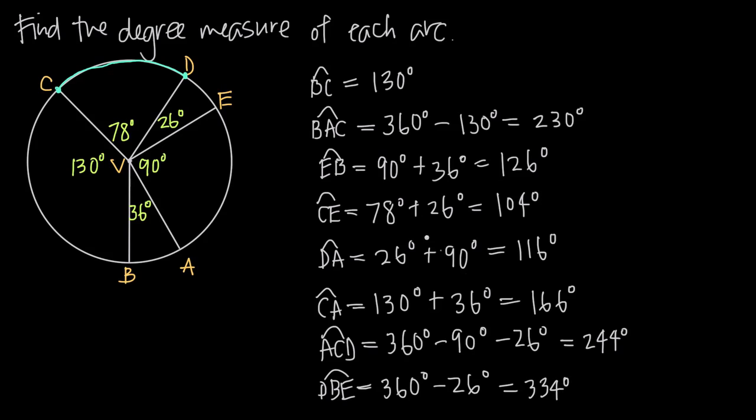And that's how you find the degree measures of major and minor arcs using the interior angle measures in a circle.